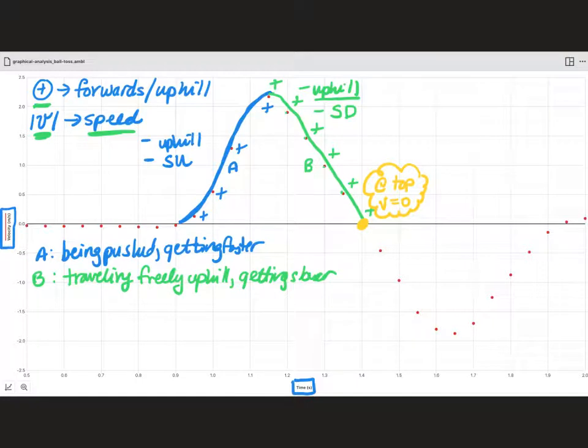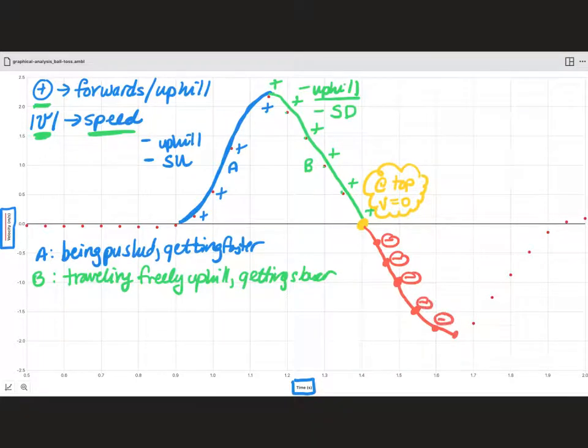All right, so now let's analyze the third segment, which I'll do in red over here. So there's the third segment. Notice all the dots over here are now negative.